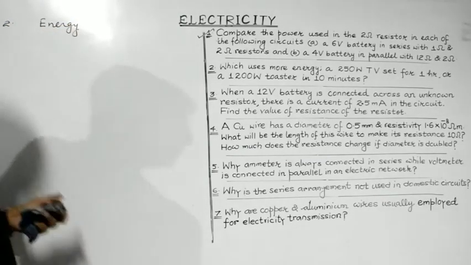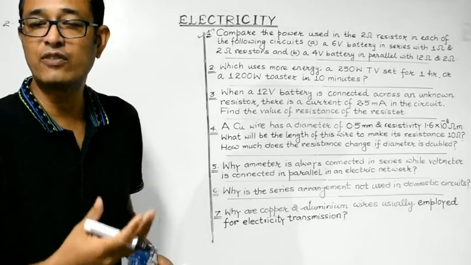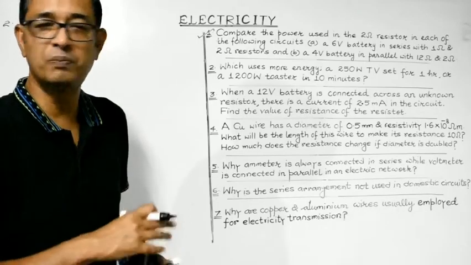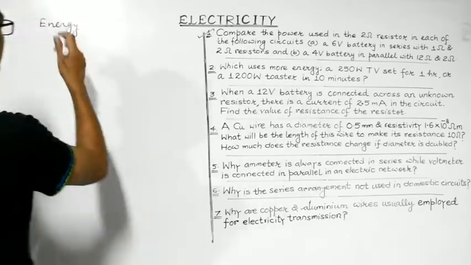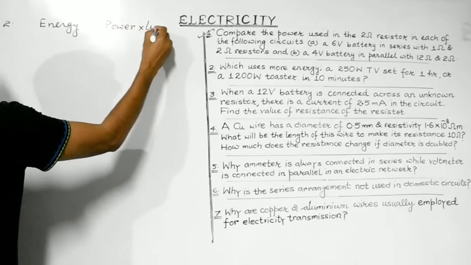Now students, we are aware power is the rate of doing work, right? Or the rate at which the electrical energy is consumed. So power is energy over time. Therefore energy would be equal to power multiplied by time.